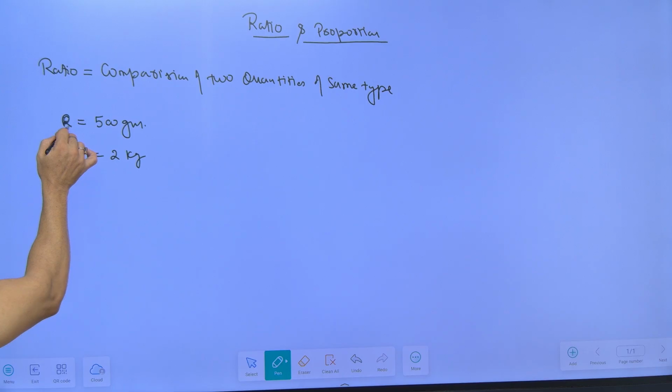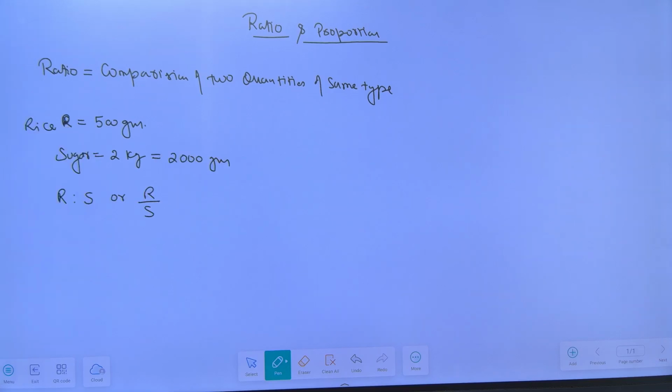In this case, when I say rice is to sugar or rice by sugar, both ways are correct of writing two numbers in ratio. R is to S, you read this as R is to S, and this is R by S. So you convert this 2 kg into grams, it will be equal to 2000 gram. You can do vice versa, you can convert grams also into kg. Both you can do, right?